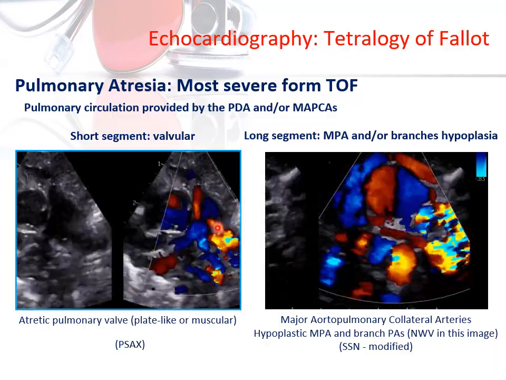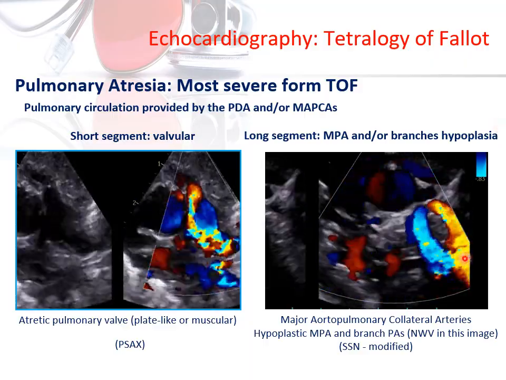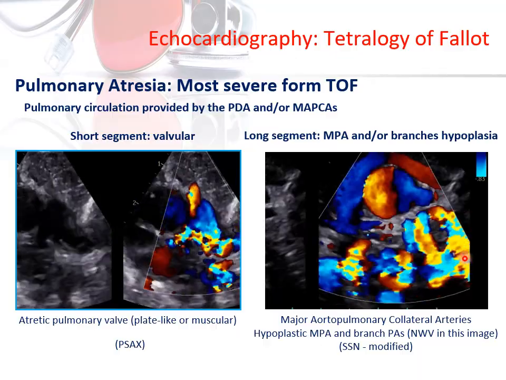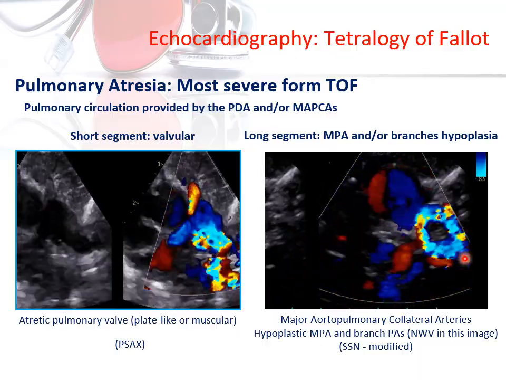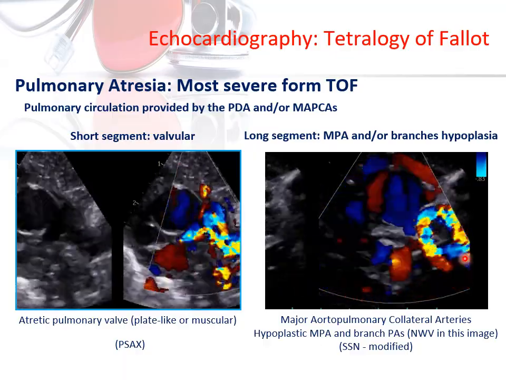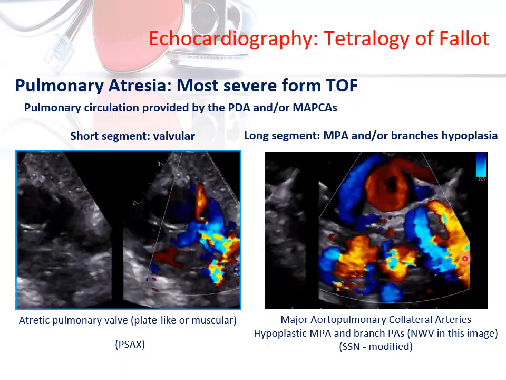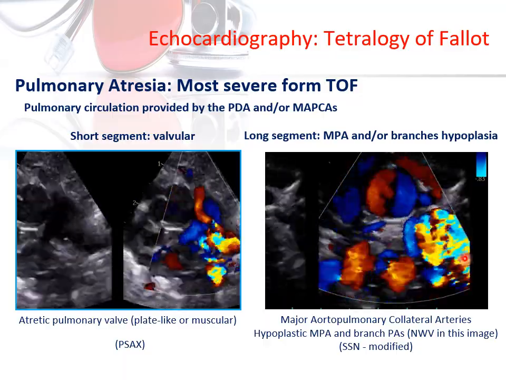Now in long segment, this involves the MPA and or the branches, and they're typically hypoplastic to some degree. And the body's always going to try and compensate, so there's this inverse relationship between the degree or size of your branch pulmonary arteries and the amount of MAPCAs. So the smaller your branch pulmonary arteries are, typically you're going to have more MAPCAs.